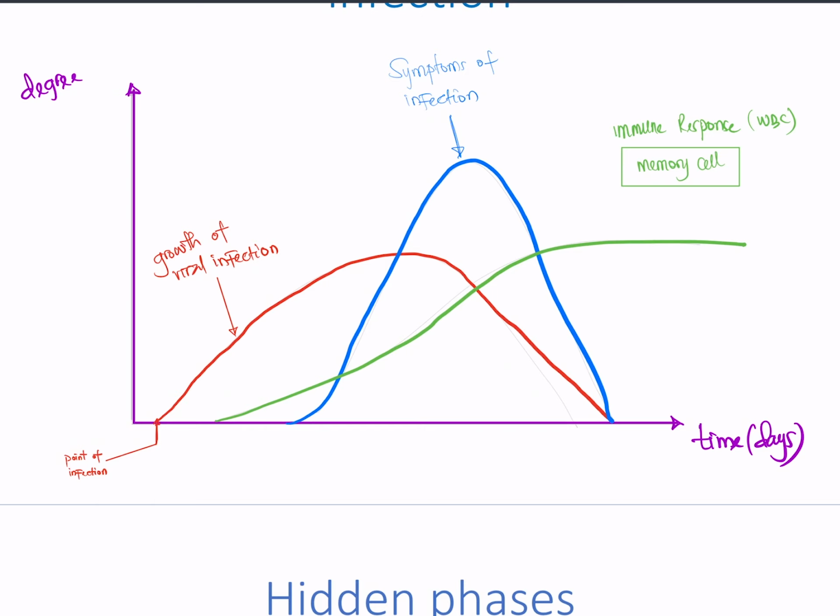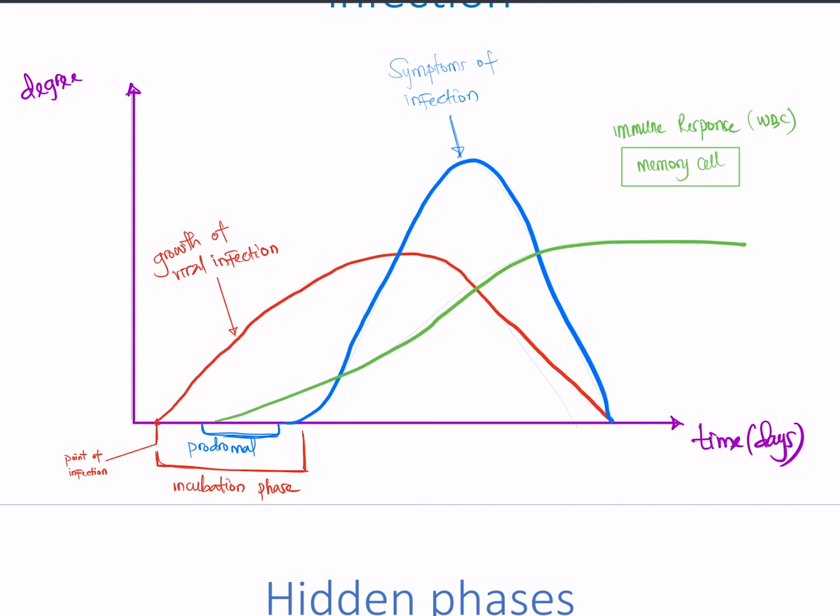Now, between when you first get infected to when you start feeling symptoms of infection, this is called the incubation phase. And there are times within the incubation phase where you start feeling sick, but you don't necessarily have symptoms of sickness. This is known as the prodromal phase.